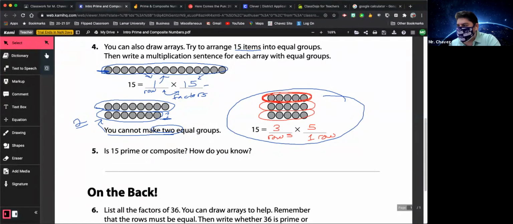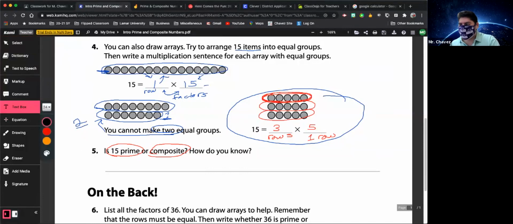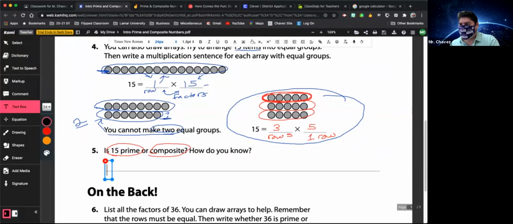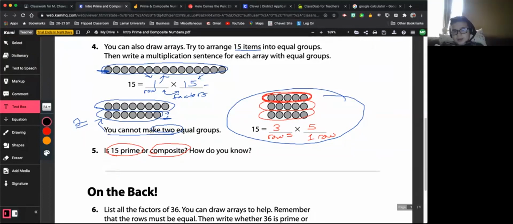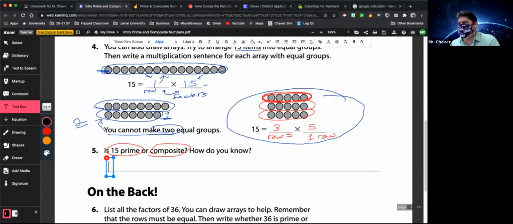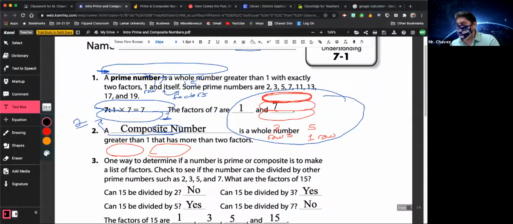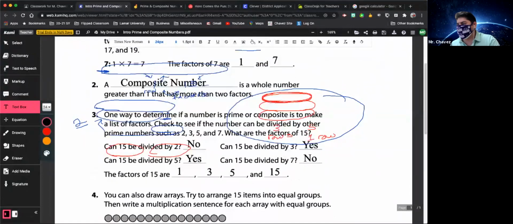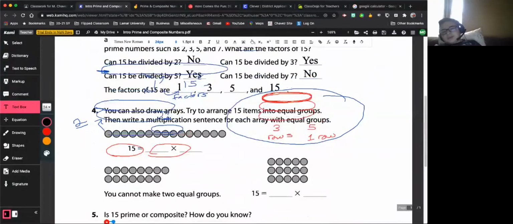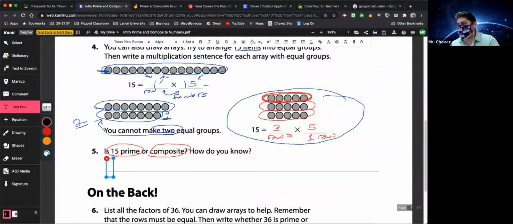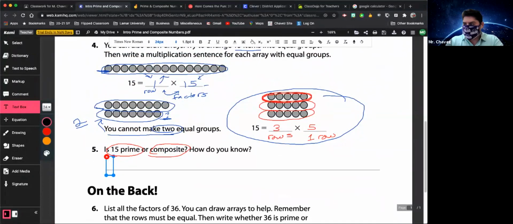Now, here's the question. Is 15 a prime number or is it a composite? What do y'all think? Composite. 15 is a composite number because there's more than one way to get it. Right here, composite number, there's a definition: more than 2 factors. So let me go back right here. There we go. So for 15, let's put the answer composite.